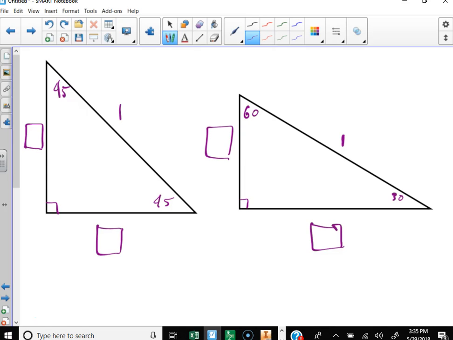We know in a 45-45-90 that the key factor here is the square root of 2. And if we're going to the legs, we're going to divide by the square root of 2. So this would be 1 over square root of 2 for both of these because they're the same.